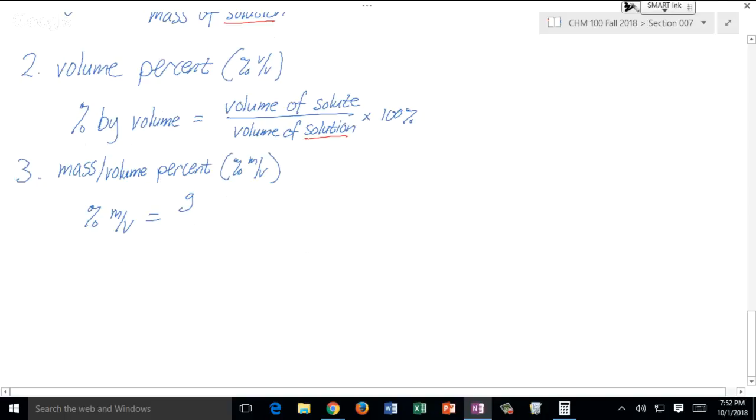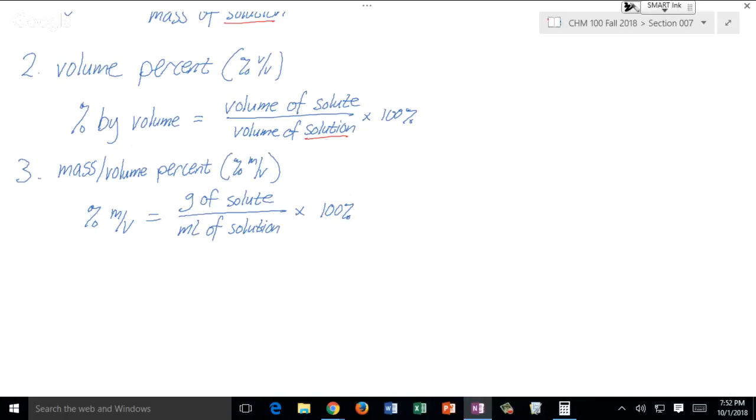And that's called percent mass by volume, or mass volume percent. And that is specifically the grams of solute divided by the milliliters of solution times 100%. So again, it's a percentage, but it's grams divided by volume.